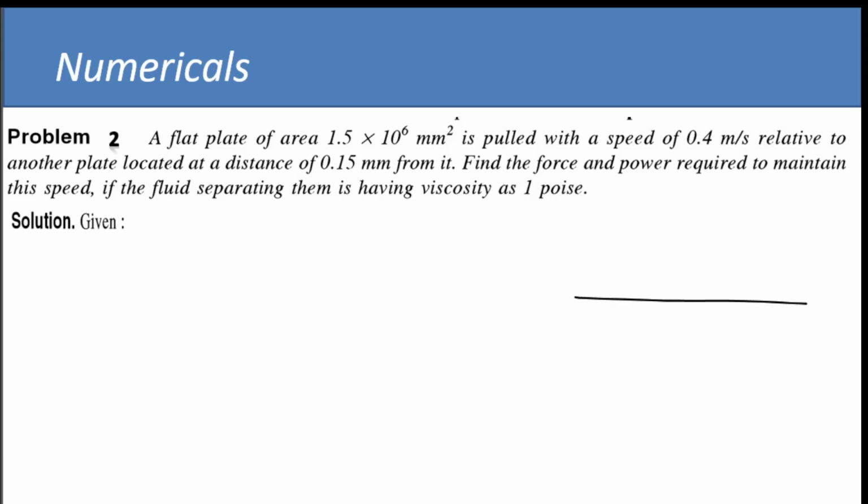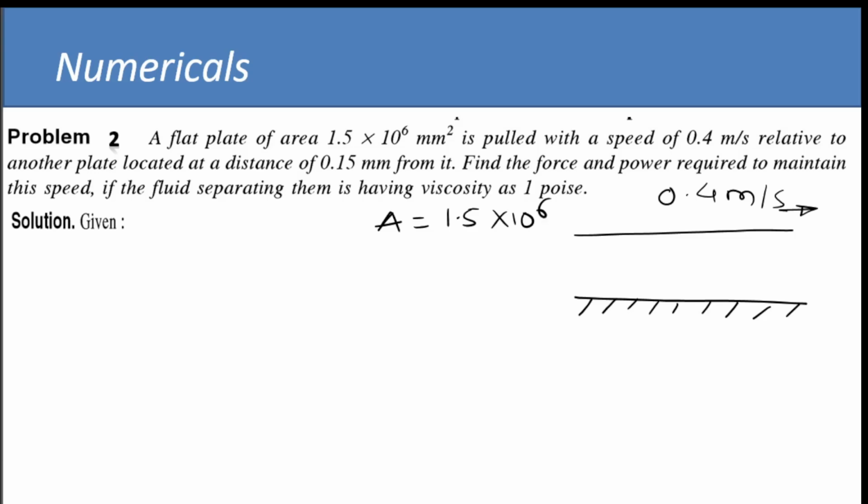another plate. So, nothing is given related to the one plate, so we can say it is stationary. Another plate is moving at a speed of 0.4 meter per second. The area of the plate is also given, 1.5 into 10 to the power 6 millimeter square. The distance between these two plates is given 0.15 millimeter.